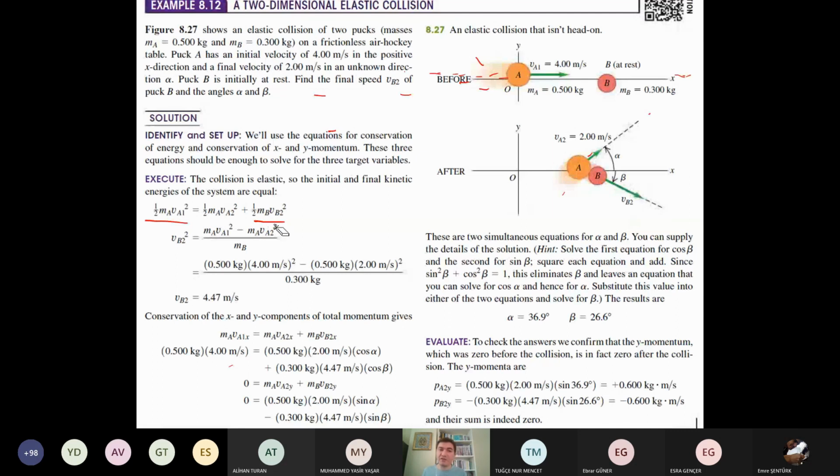We didn't do this for the kinetic energy. For the kinetic energy, we did not consider conservation along the x-axis or the y-axis, because kinetic energy is not a vector. Kinetic energy is a scalar, independent of direction. We have just written that the initial total kinetic energy is equal to the final kinetic energy. But in the case of conservation of momentum, you have to consider x and y components of the total momentum. Don't forget. Any question here?